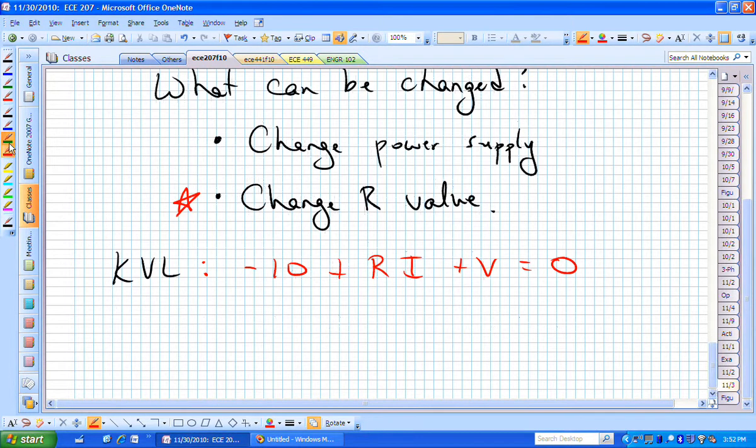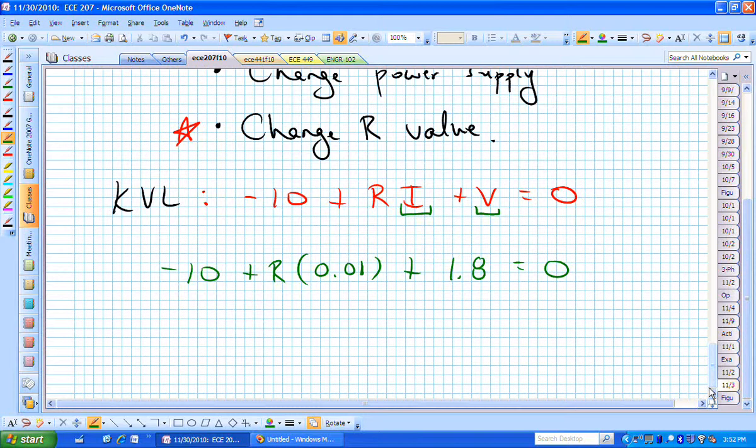Some of these things we know. We know now what we want I to be. Now we're saying we want that to be 10 milliamps. We also know what the forward voltage drop across the diode is. That's the 1.8. We haven't changed the LED. We're still using the same LED. We now have minus 10 plus R times 10 milliamps, which is 0.01, plus the forward voltage, which is 1.8. We're back to one equation.